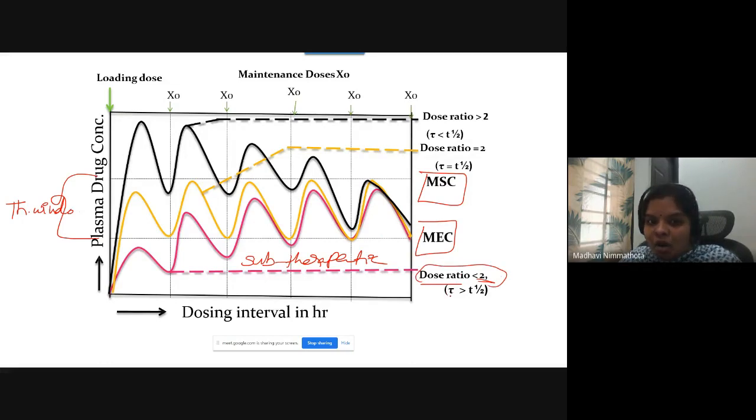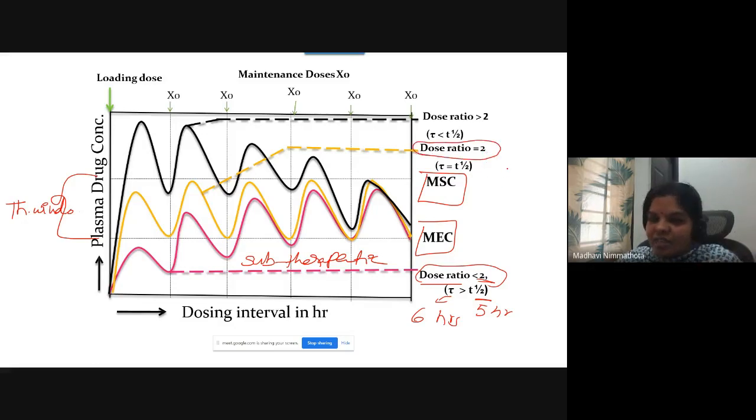Here the dose ratio will be less than 2, which means your tau, the dosing interval, is more than the T half. If your drug has 5 hours of T half, you can take the interval as 6 hours. So it means the T half of the drug is less than your dosing interval. Okay, then some drugs will fluctuate between this MEC and MSC. The drugs which are showing their action between this MEC level and MSC level have a dose ratio of 2.